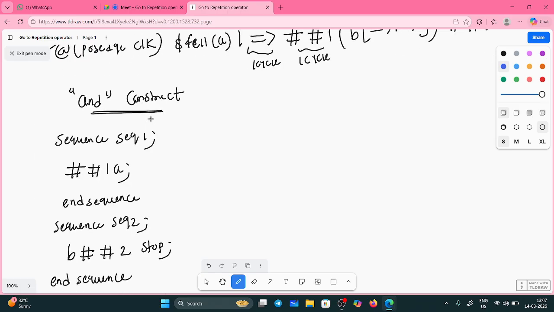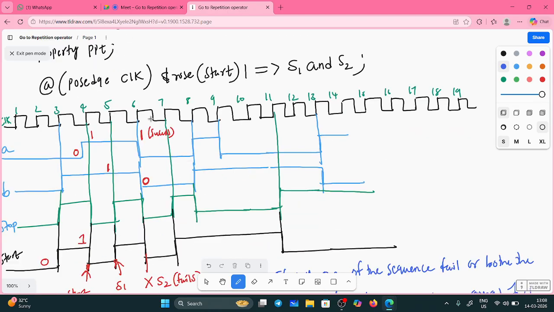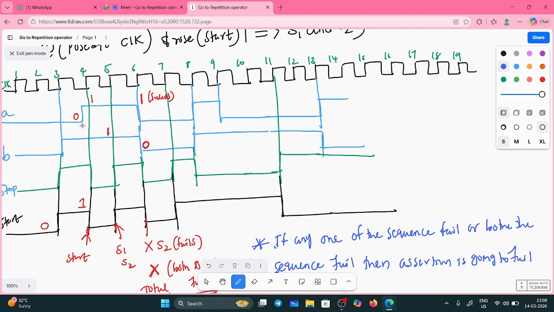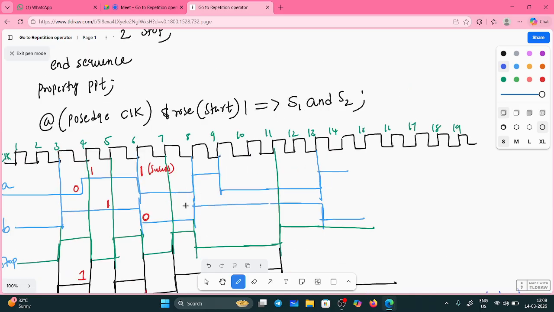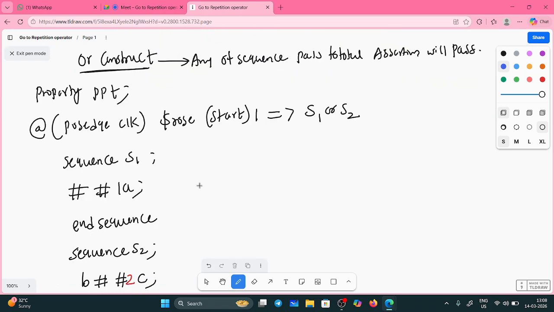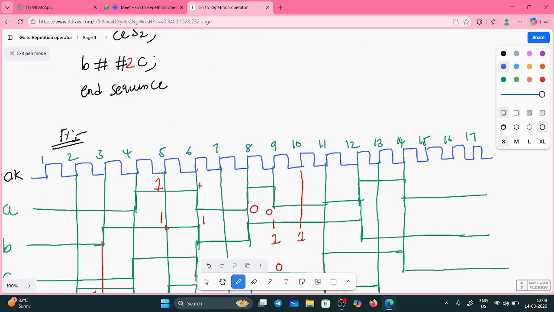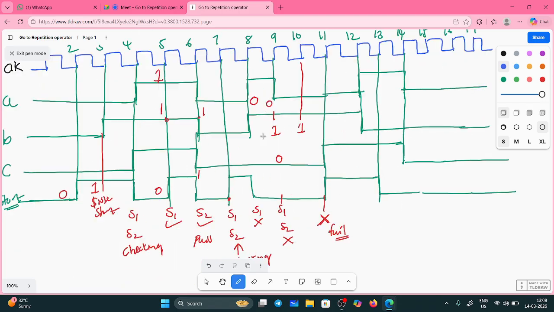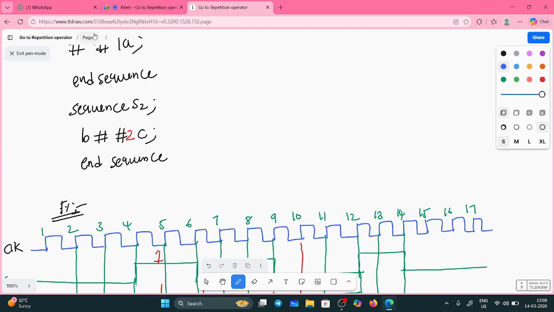And the AND construct means here we are taking two sequences, sequence 1 and sequence 2. If sequence 1 fails or both sequences fail, your total assertion will fail. For the total assertion to pass, both should pass, then only your total assertion will pass. That is the AND construct. And next, the OR construct: if any one of the sequences passes or both pass, then your assertion is going to pass. If both fail, then your assertion will fail. That is the OR construct.